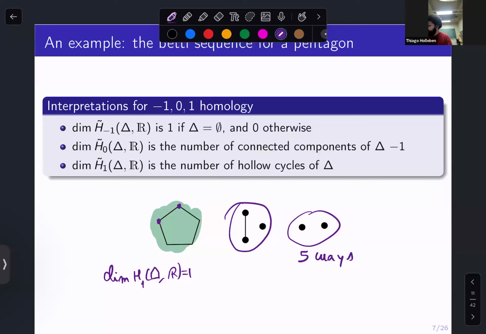If you want to pick 3 vertices, it turns out that the only thing that can happen is you pick 2 vertices that form an edge, and then one that is in a different connected component. Then the picture that you get is exactly this one in the middle. And again, it turns out that there are 5 ways to pick 3 vertices like this.